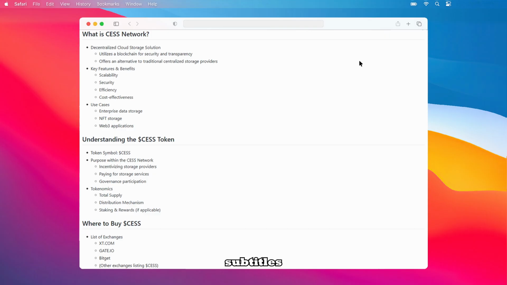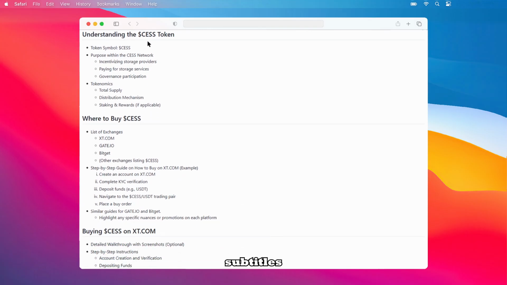Let's delve into the $CESS token itself. The token symbol is, naturally, $CESS. Its primary purpose within the network is incentivizing storage providers, facilitating payments for storage services, and enabling governance participation. The tokenomics include details about the total supply, distribution mechanism, and any staking and rewards programs that might be available.